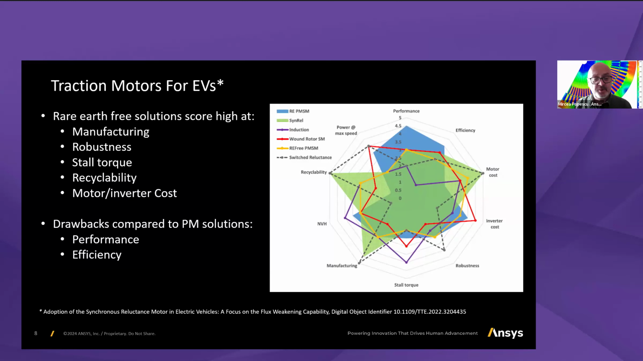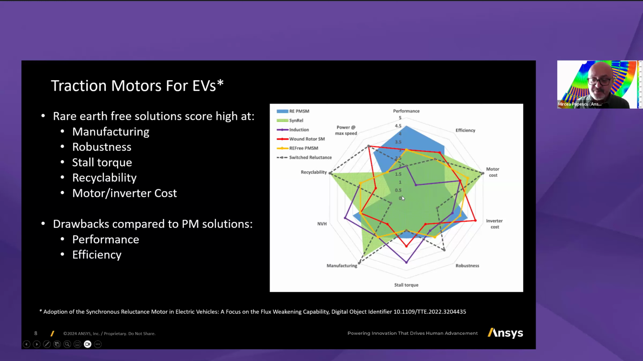If we look to these topologies and we build this type of diagram looking at different aspects: recyclability, performance, power at maximum speed, NVH, manufacturing, and here you can see the legend of this image, how they compare one to another. Clearly, from the performance point of view, the rare earth permanent magnet machines are the best. This is undisputable, as we discussed right now.